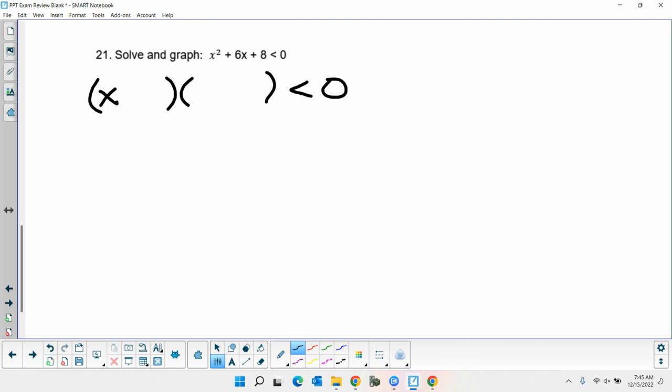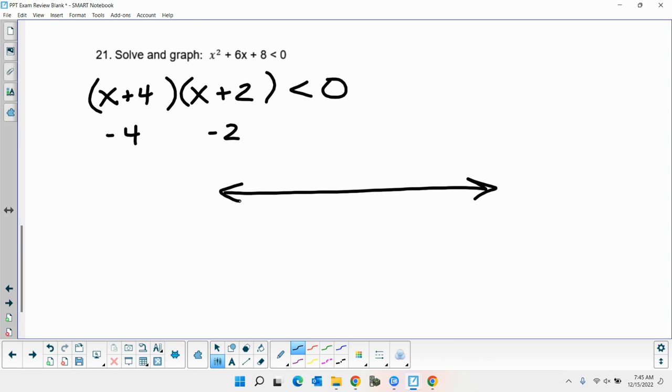So it's just x times x to get the x squared. And then a positive 4 and a positive 2, right? 4 times 2 is 8, and 4 plus 2 is 6, right? So what are my critical values? What makes this 0? Negative 4, and this one? Negative 2, okay? When we graphed these, this was when we made our number line, and we put negative 2, oops, that would be the wrong spot. Negative 4 is to the left of negative 2, right?